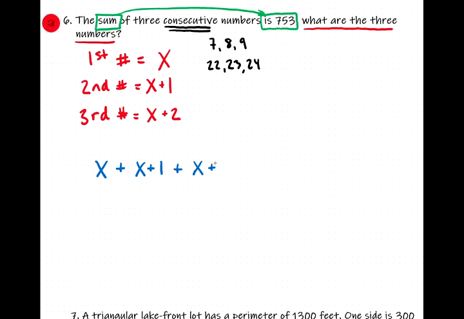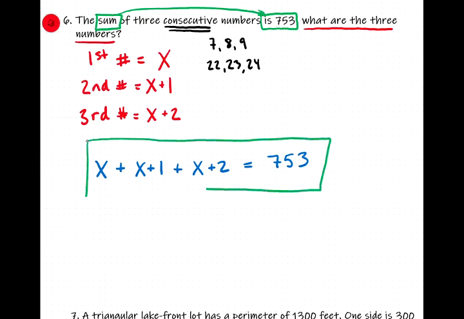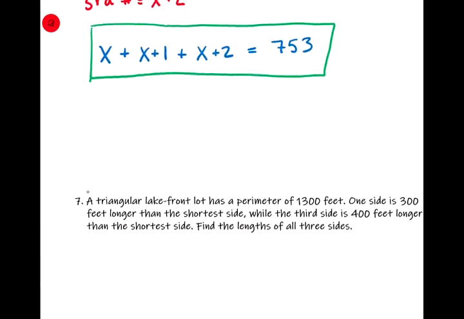That should be a 2, x plus 2. First number plus second number plus third number equals a sum of 753. And that is our equation for number 6. Okay, looks good. So one more to go. Let's talk about number 7.